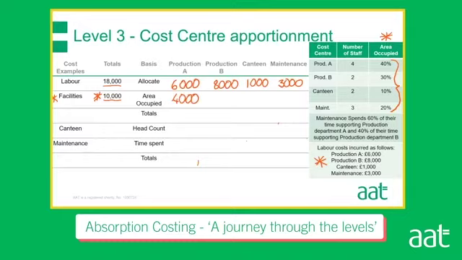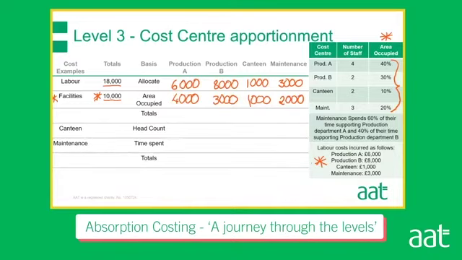I've made the numbers easy, just to make life easier for myself, but don't forget to take your calculator to the exam. 30% of the building is occupied by Department B. So 30% of our facilities cost, £3,000, is going to end up there. Just 10% of the building is occupied by the canteen, so they can be charged with 10% of the overall bill. And finally, 20% of the building is occupied by the maintenance people. So 20%, £2,000, can be apportioned to maintenance.